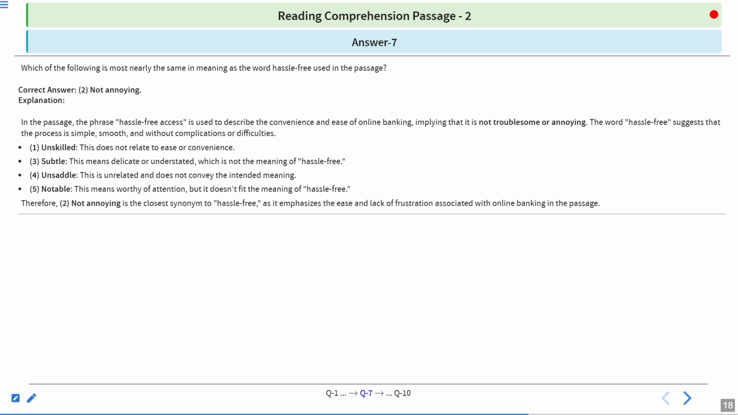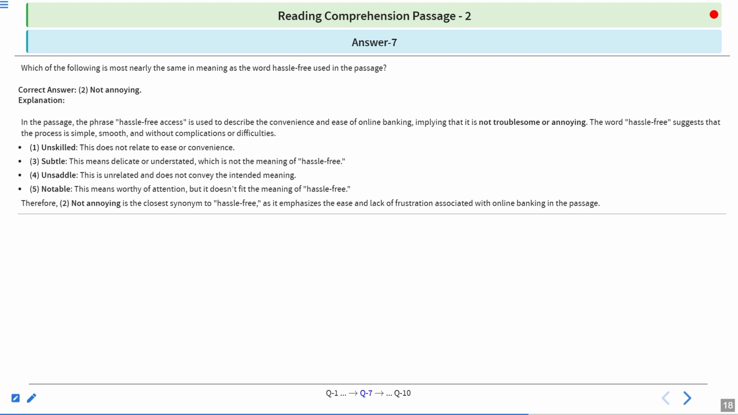This does not relate to ease or convenience. The third one is subtle. This means delicate or understated, which is not the meaning of hassle-free. The fourth one is unsettled. This is unrelated and does not convey the intended meaning. The fifth one is notable. This means worthy of attention, but it does not fit the meaning of hassle-free.